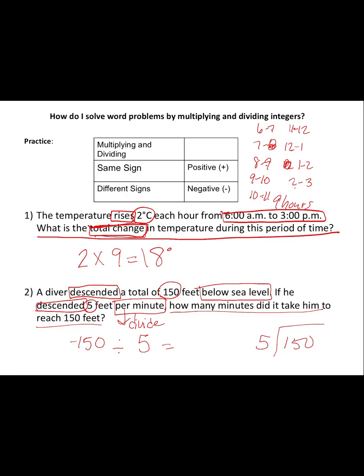So we have 150 divided by 5. 5 can't go into 1, but it can go into 15 3 times. And we get 0. 5 can't go into 0, so we're just back to 0. So how many minutes did it take him to reach 150 feet? It's actually positive 30, because this 5 should be negative because it's descending. So it took him 30 minutes to reach 150 feet.